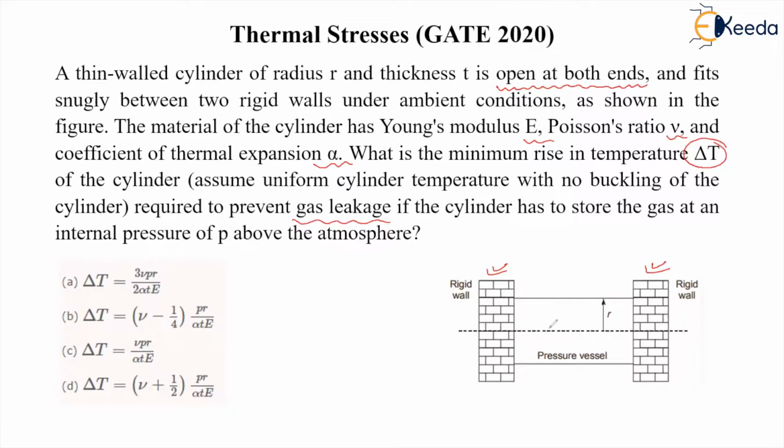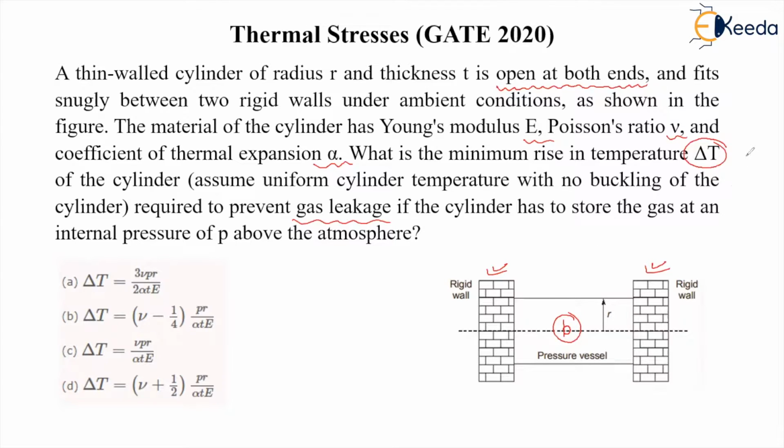When we are applying the pressure P, no longitudinal stress is developed. Longitudinal stress will be zero because it is an open cylinder, and circumferential stress will be there. Only hoop stresses will be there. Due to hoop stresses, there will be a shortening in the length of this cylinder. So we have to raise the temperature by delta T, so that the shortening in length can be compensated by the increase in length due to the rise in temperature.